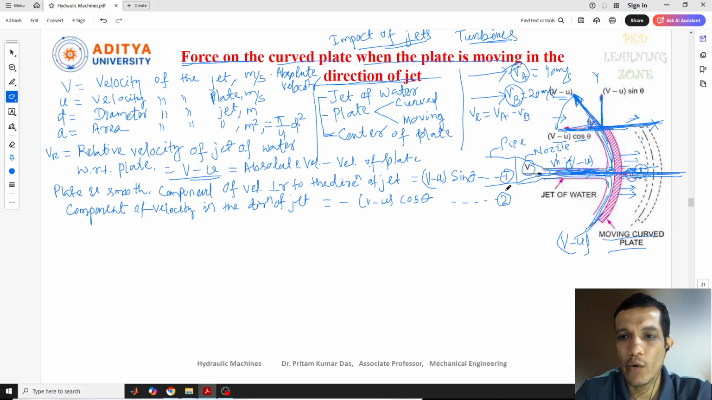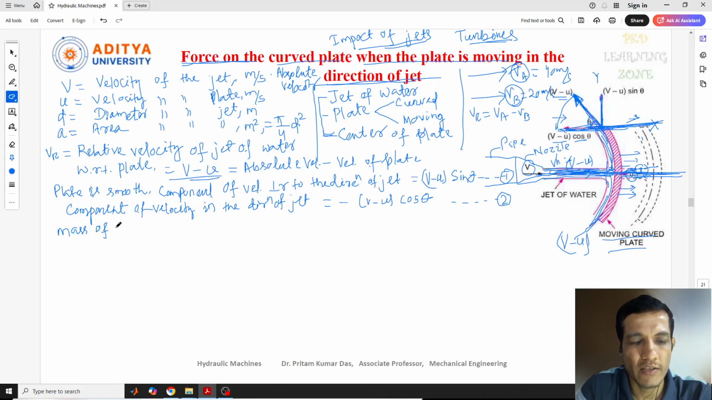I hope you understand how to resolve the components of a velocity or a force. It is very simple to resolve components with respect to some angle. The angle is given here as theta, so we can easily resolve this one. Now the next target is to find out the force. Before calculating the force, let us identify one more term, that is the mass of water striking the plate. This is also one part of this.